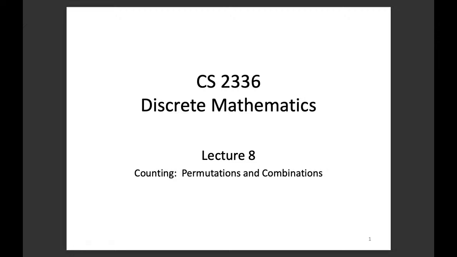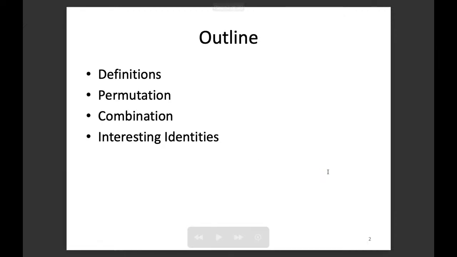So lecture 8 continues our discussion on counting, and in particular, we will talk about two special types of problems called permutation problems and combination problems. We will define what is meant by these two terms, and then in the end, we will talk about interesting identities. So the latter part is reserved for the next class, okay?